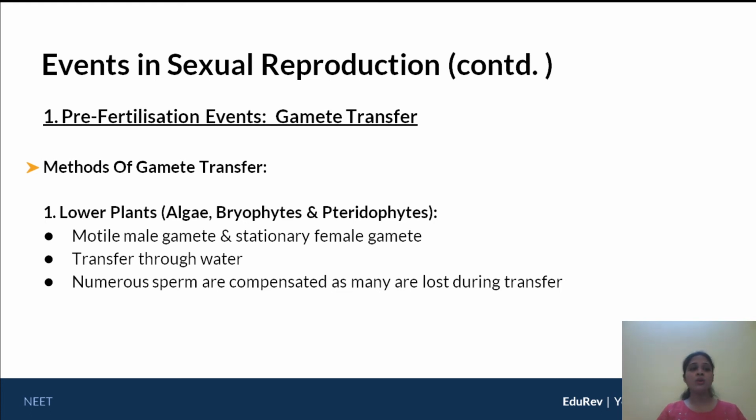Now there is no 100% possibility that this particular sperm will reach. Some of them may reach, some of them may not reach. So therefore, can I say many sperm need to be produced so that at least some will find the egg cell? So numerous sperm are produced, and this is compensated because there's a lot of loss during transfer.